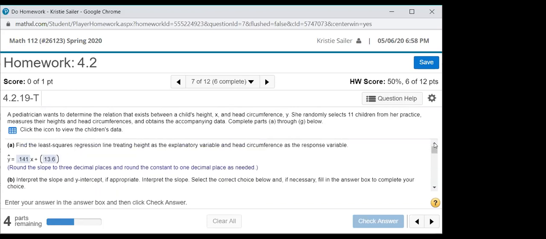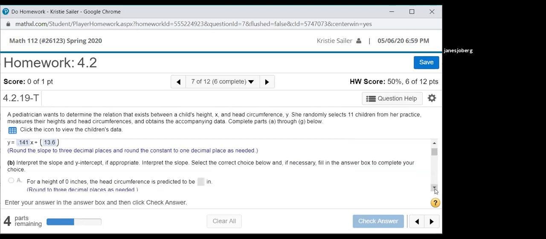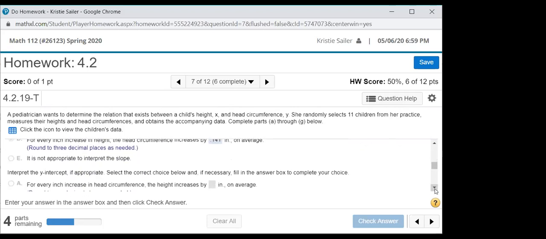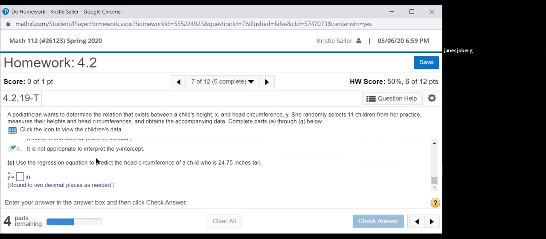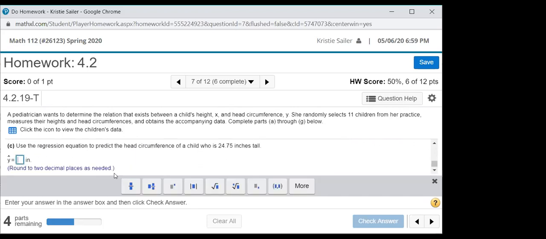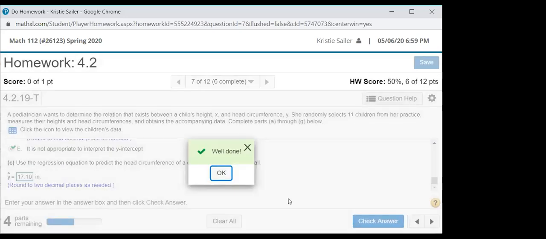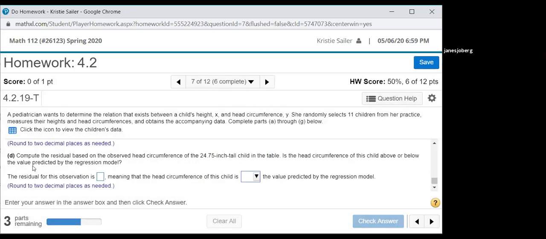So in Christy's case, it's going to be 0.141 times 24.75 plus 13.6. What kind of number are you getting? I'm getting 17.08. Okay, I'm getting 17.18. So then it's down to 17.18, rounded to 2. Okay, that's all that means.